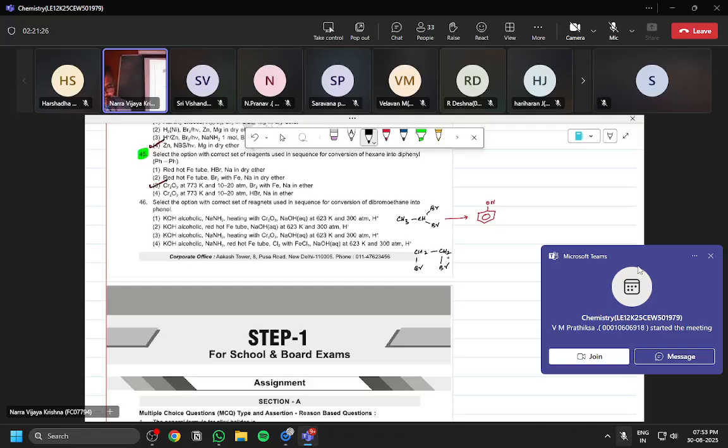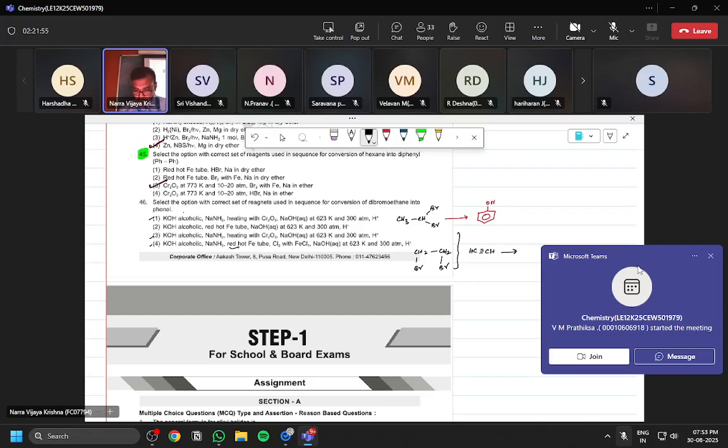Convert into phenol. So first I am using alcoholic KOH followed by NaNH2. Alcoholic KOH means one HBr is lost. Second HBr it cannot remove. So that's why NaNH2 removes the second HBr also. So in this case as well as the third case and fourth case, in these 3 cases, you will get alkene, right? So CH triple bond CH, alkyne.